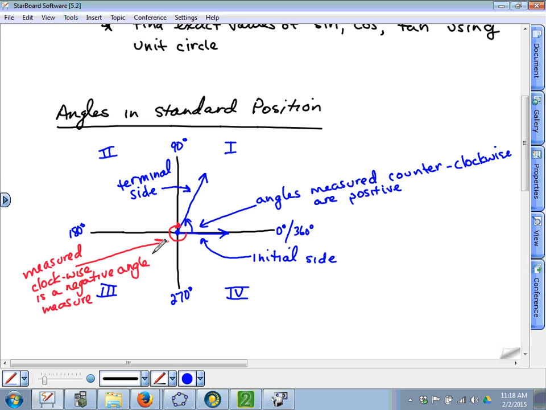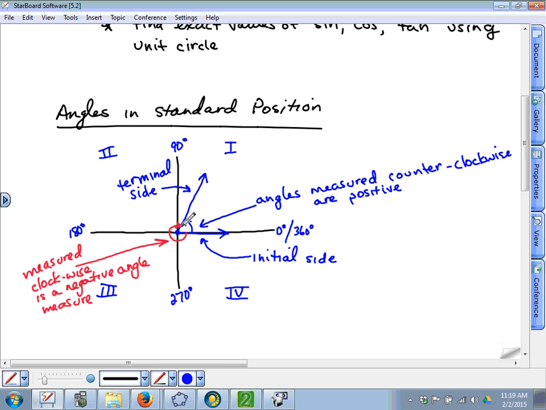If the terminal side happens to be in quadrant 3, that's an angle measure between 180 degrees and 270 degrees. If the terminal side happens to be in quadrant 4, then you measure all the way around. It's going to give you something between 270 and 360. Now notice what I've written here. If you start on the initial side and measure counterclockwise, like this blue arrow is pointing, that's going to be a positive angle measure. But if you look at what I have written in red here, if you start on the initial side and measure clockwise, that would be a negative angle measure.